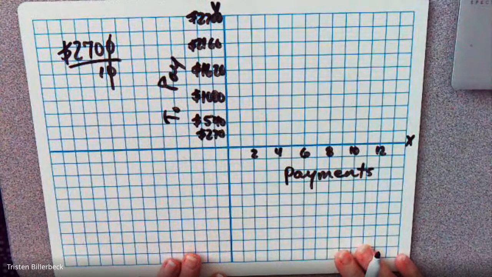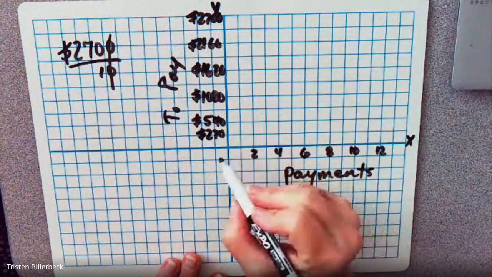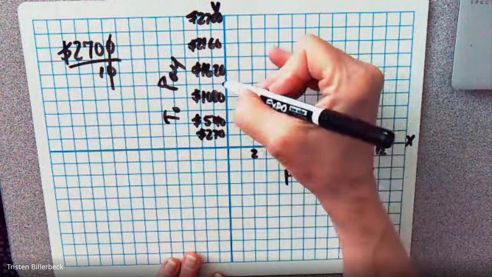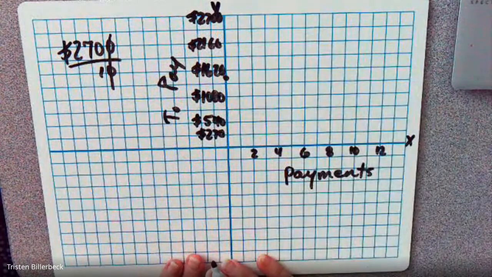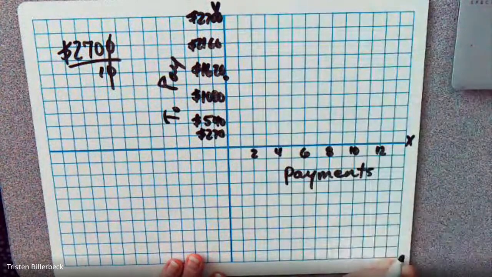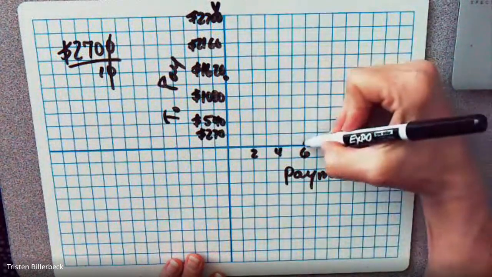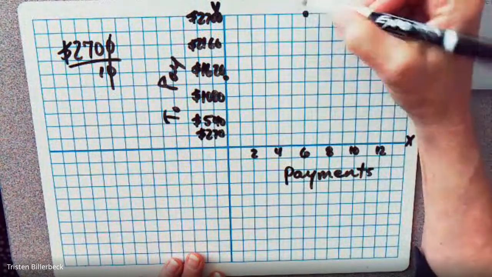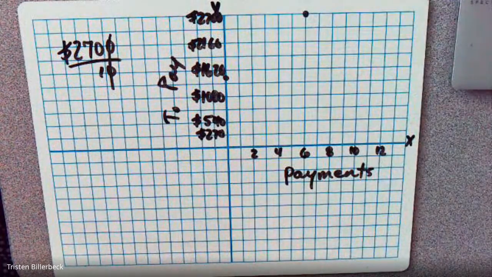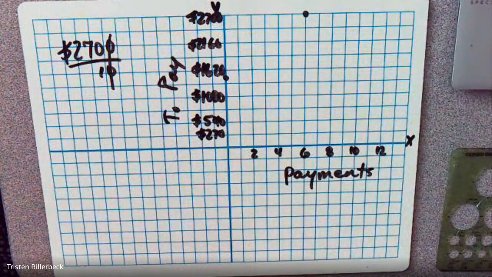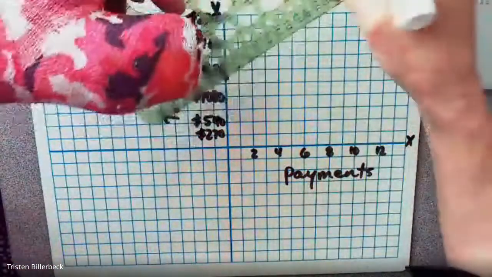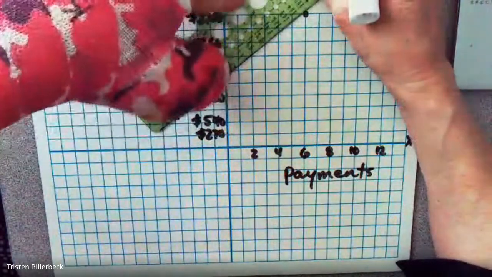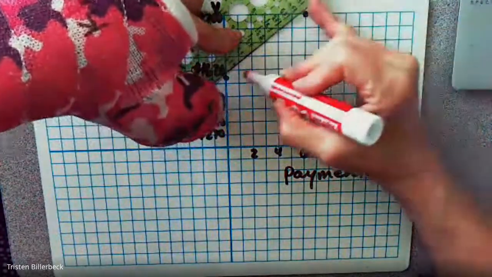Okay, so for option 1, we pay $1,500. So $1,500 is about here. And then in 6 payments, we want to be at $2,700. So at 6 payments, that gets us here. You only need 2 points to make a line. And so we have our 2 points at 1,500, and at 6 payments, we should be done with $2,700. So this is what it should look like.